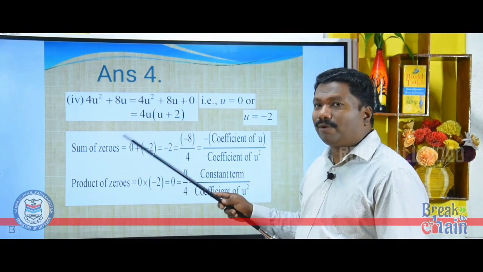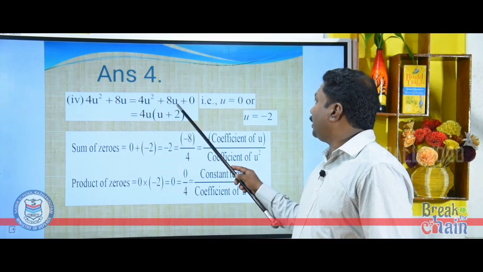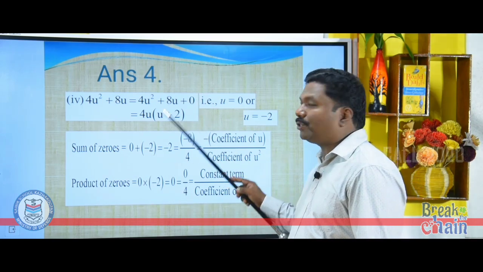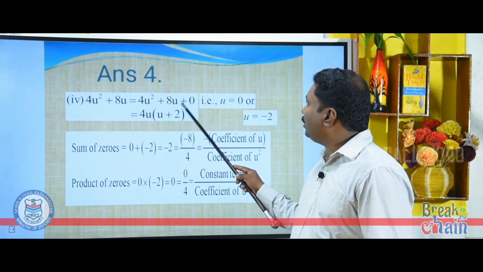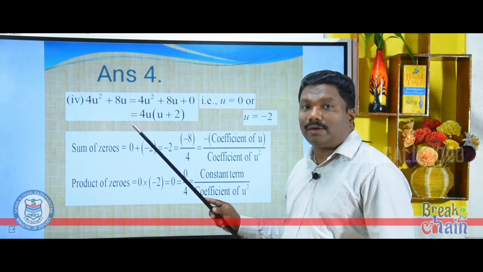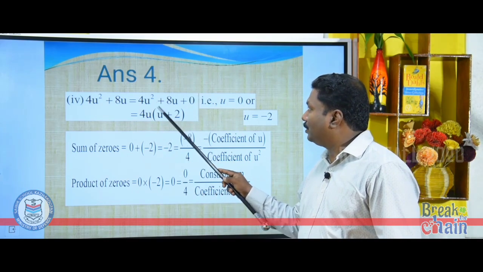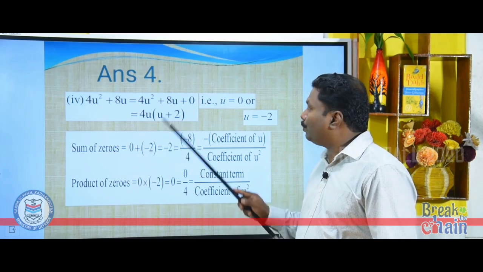That means first we can convert it into general form. 4u square plus 8u, constant is missing, means let it be 0. 4u square plus 8u plus 0. That means how to factorize this? Factorization we already learned in class 9th. First two terms, 4u outside, 4u into u plus 2.